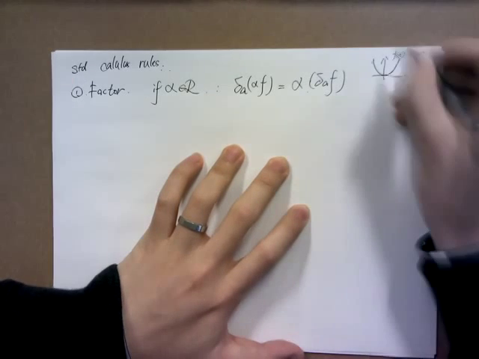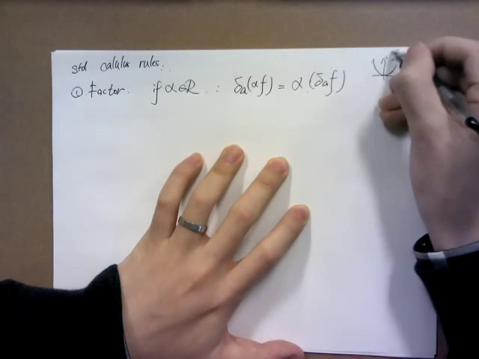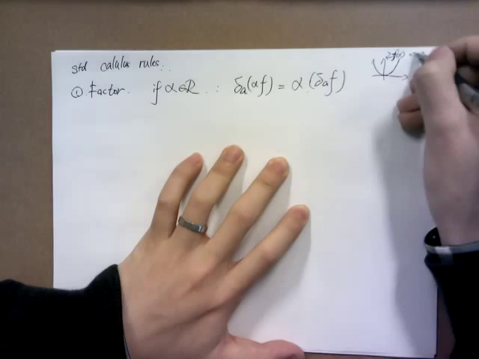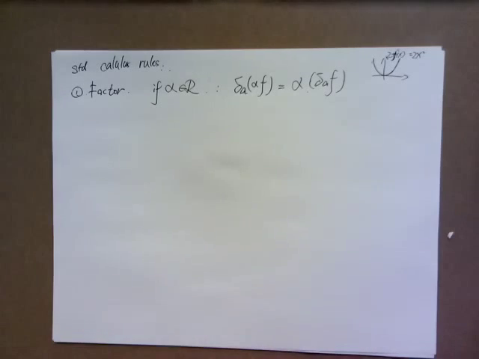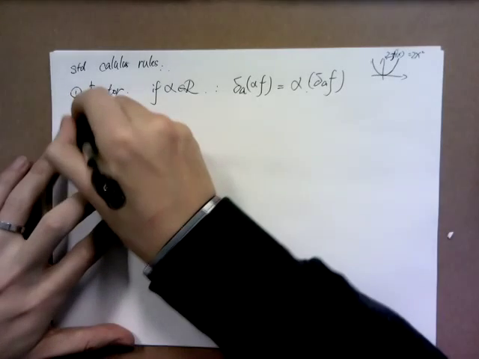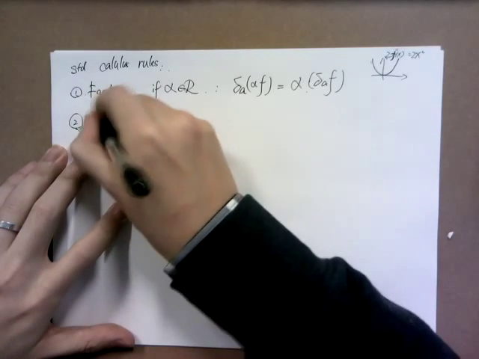If I multiply the function by 2, which is 2f(x), this is a 2x squared, then the slope of each point will be doubled. So this is basically the factor rule. And the second one is the sum rule.